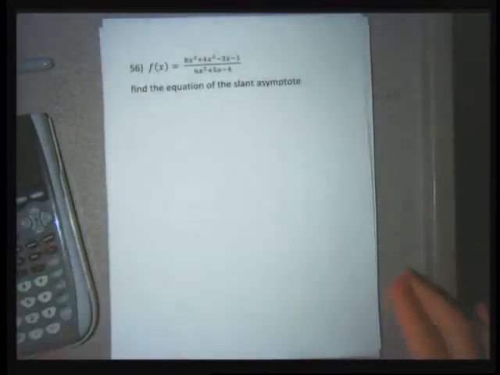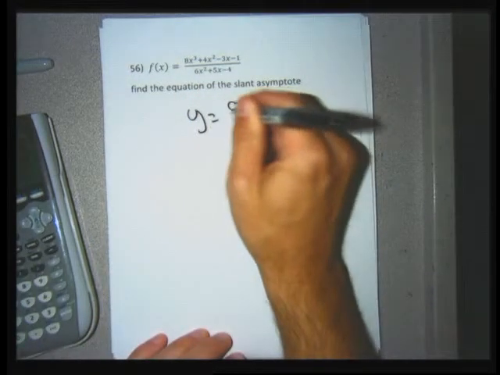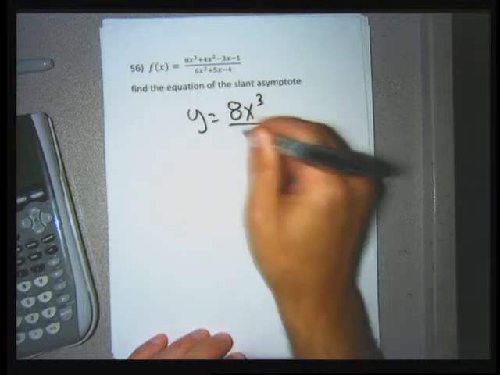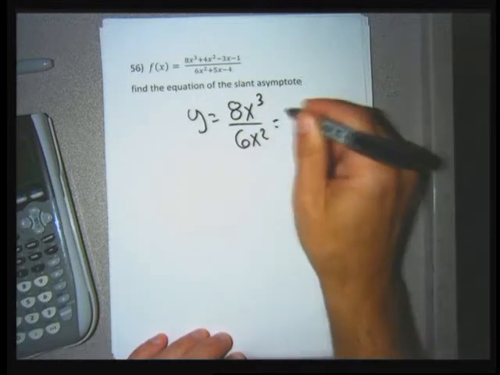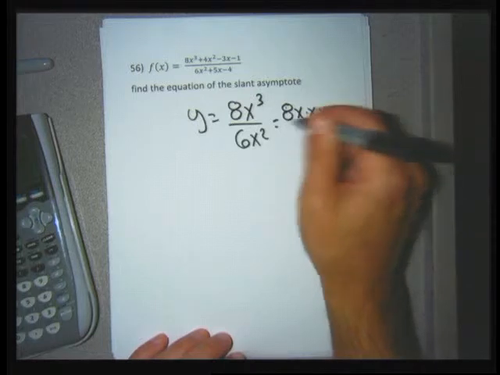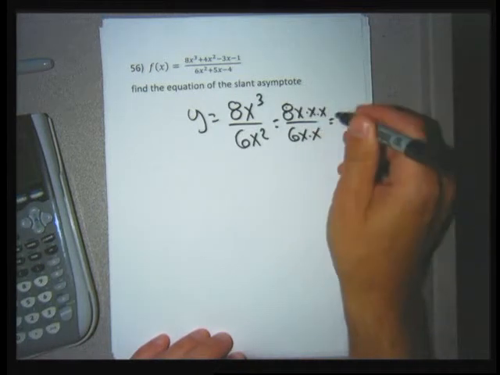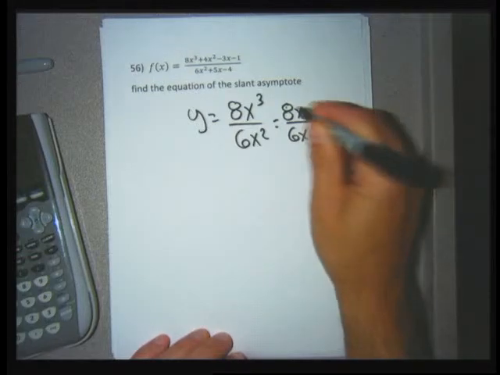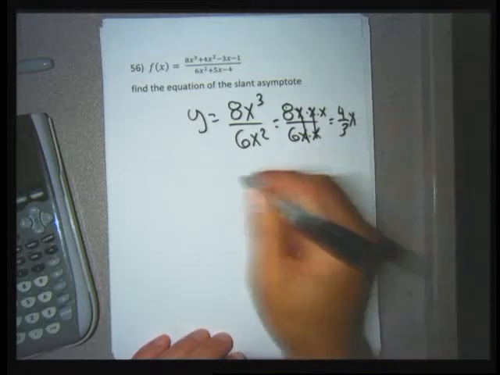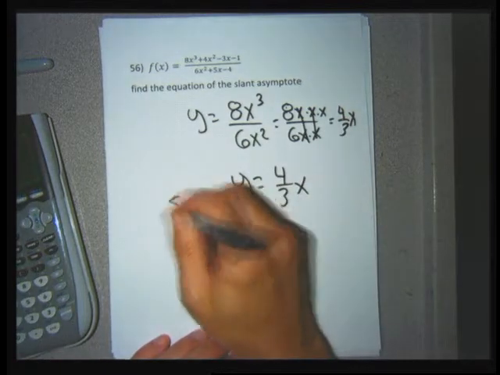56, take the highest power x term in the numerator, 8x cubed, divided by the highest x power term in the denominator, 6x squared. This is going to be 8 times x times x times x over 6 times x times x. 8 over 6 reduces to 4/3. I have an x left over. The slant asymptote is going to have an equation, y equals 4/3 x.